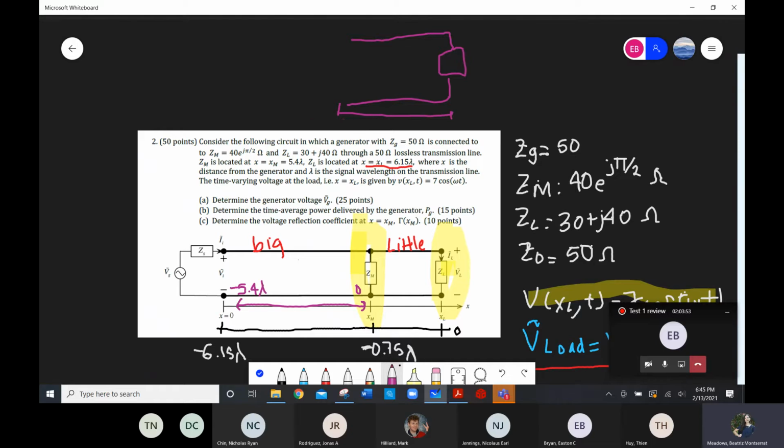So I know the voltage here. I know the impedance here. So basically that tells me the current. But first I need to get to this point first, right?